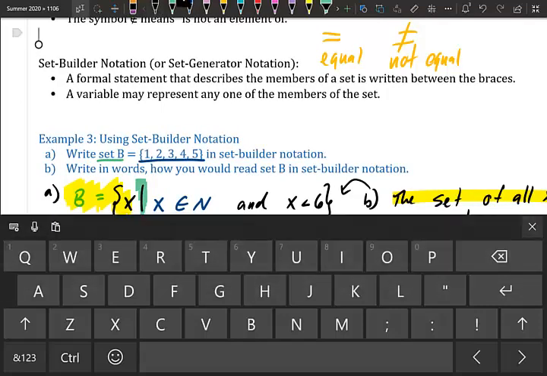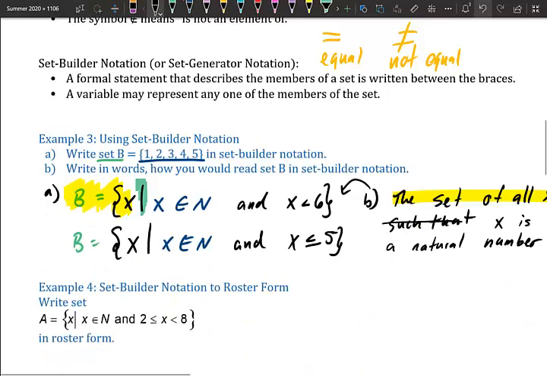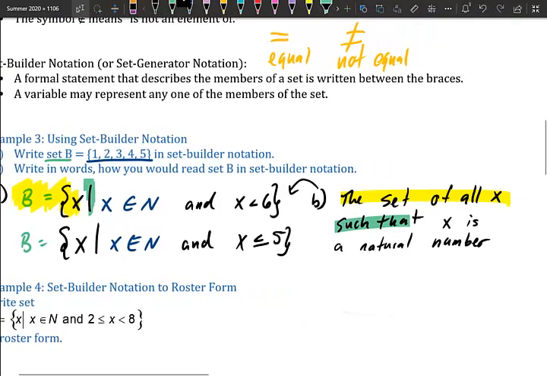There we go. Next is x is a natural number. What part does that represent? It represents this part right here: x is a natural number. And that's self-explanatory, it just means and. X is less than 6.